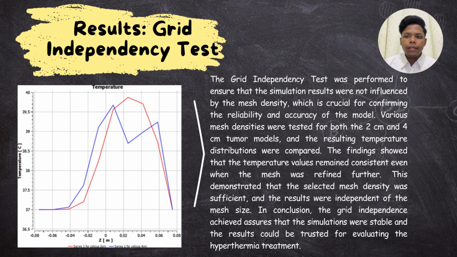Various mesh densities were tested for both the 2 cm and 4 cm tumor models, and the resulting temperature distributions were compared. The findings showed that the temperature values remain constant even when the mesh was refined further. This demonstrates that the selected mesh density was sufficient and the results were independent of the mesh size. In conclusion, the GIT gave assurance that the simulation was stable and the results could be trusted for evaluating the hyperthermia treatment.